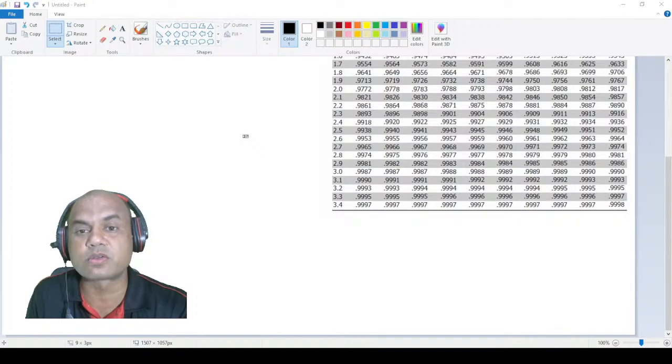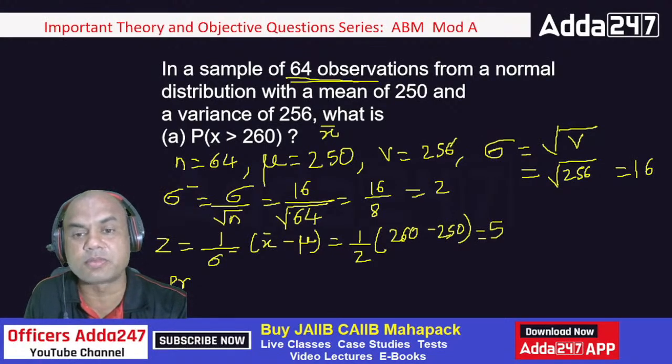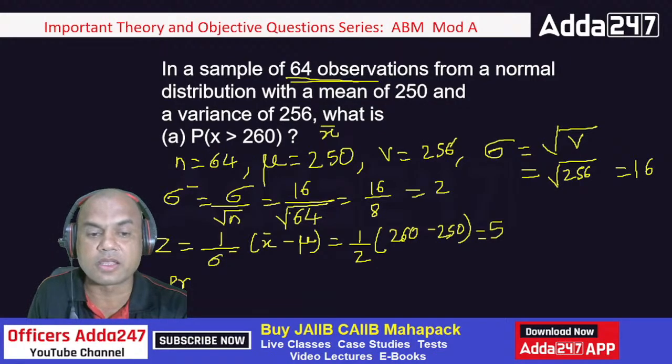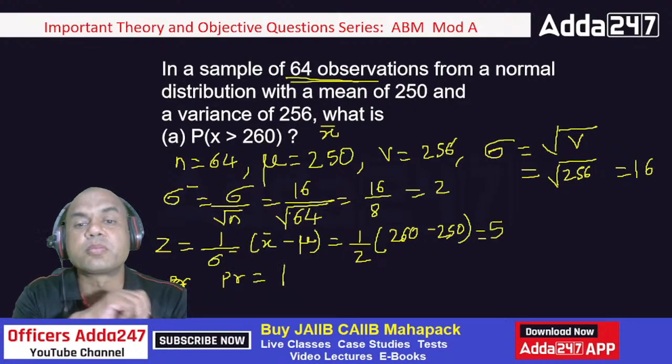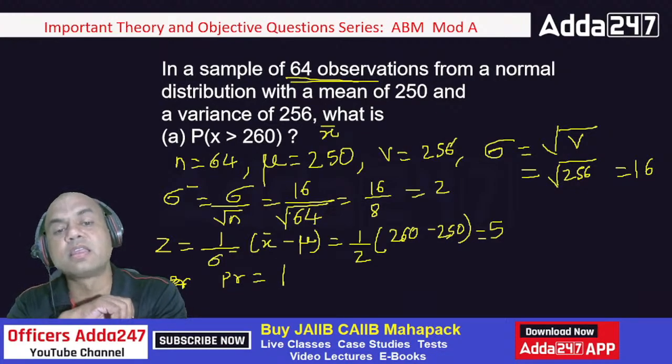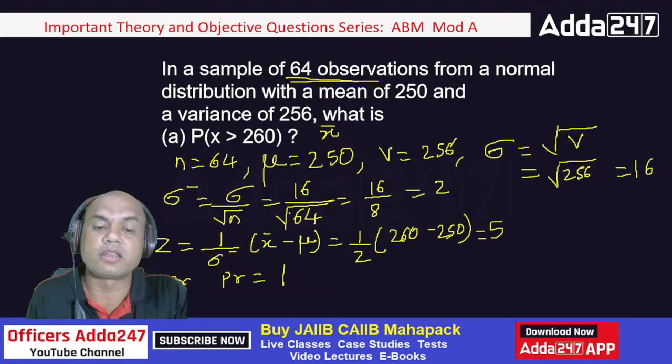Okay. So my answer over here will be probability equals to, see here, this. Probability equals to, this is greater than 3.4. So it becomes 1. So the probability that it is greater than this 260, that is equal to what then?